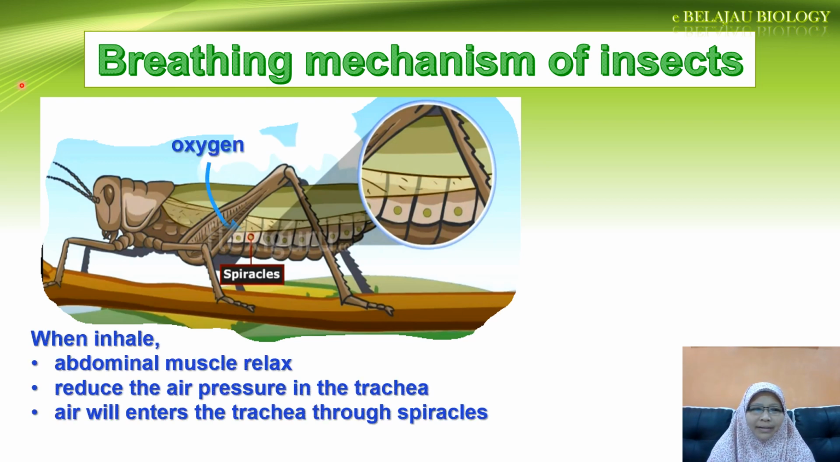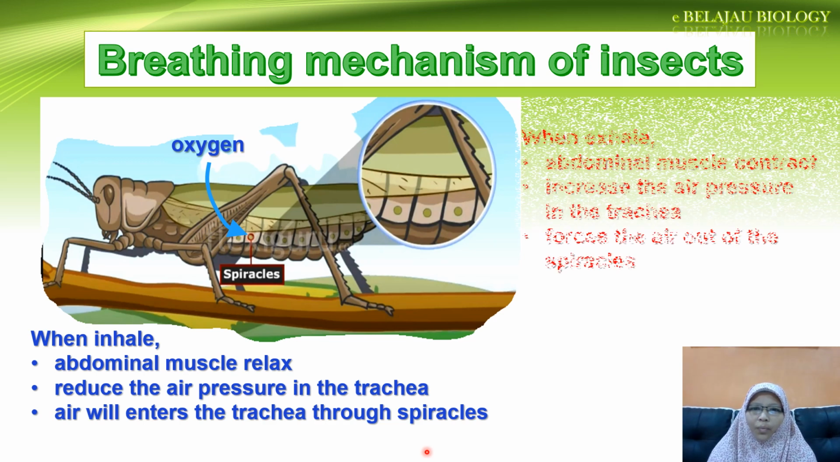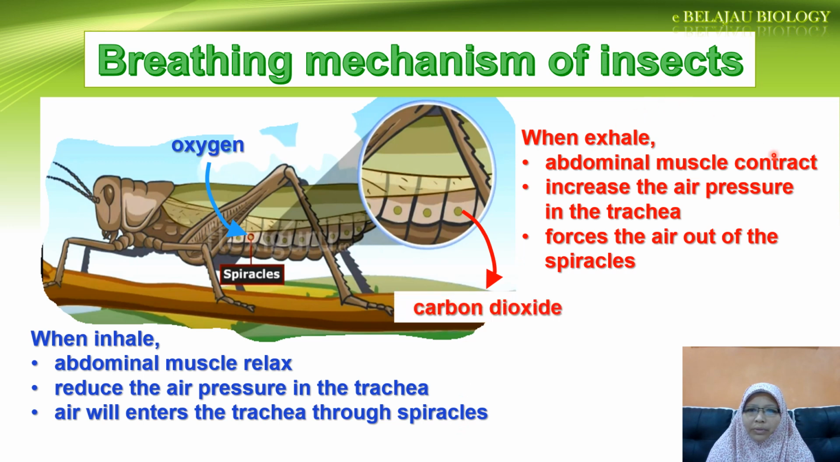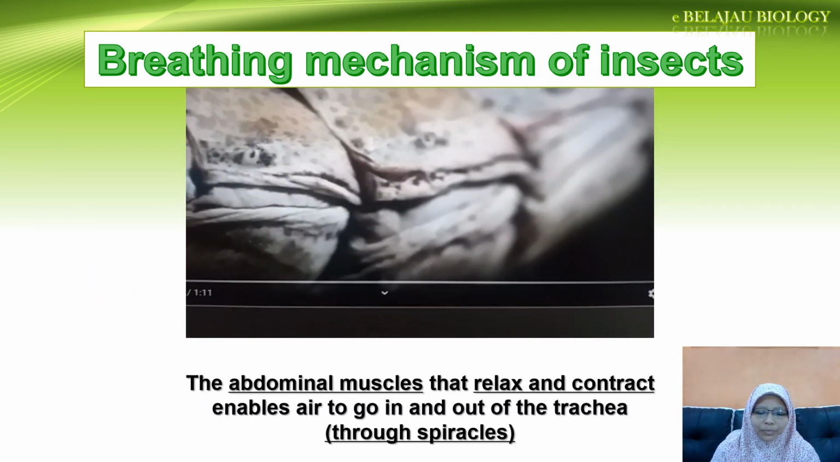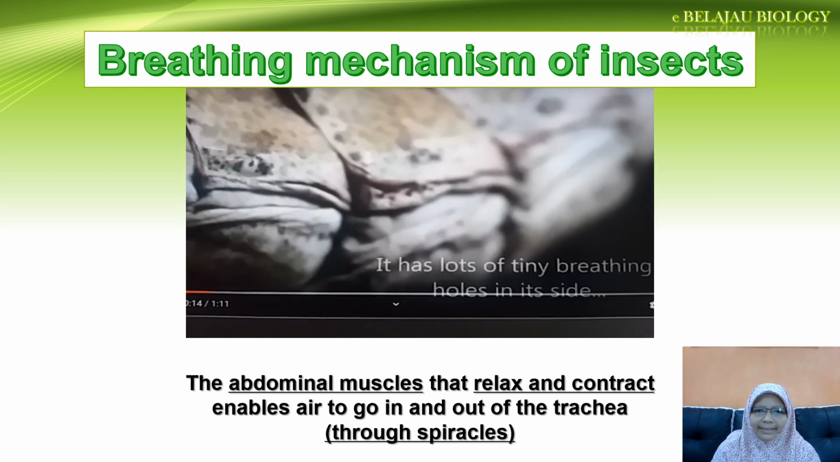When an insect inhales, the abdominal muscle relaxes. This will reduce the air pressure in the trachea, and the air will enter the trachea through spiracles. While during exhale, the abdominal muscle contracts. This will increase the air pressure in the trachea, subsequently forces the air out of the spiracles. Let us watch a video to look closer at the breathing mechanism of an insect.